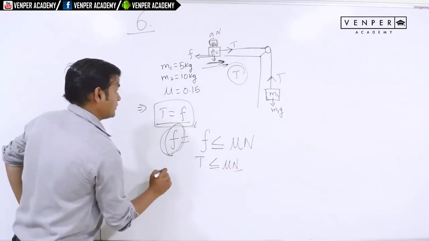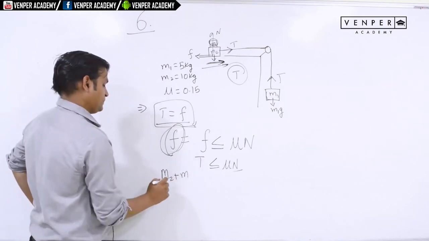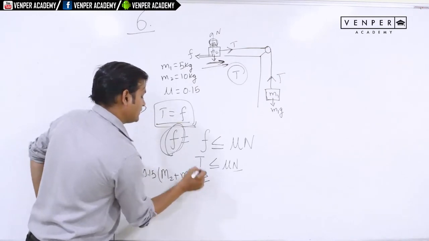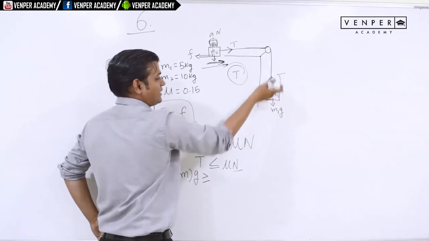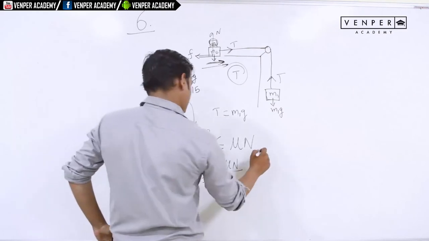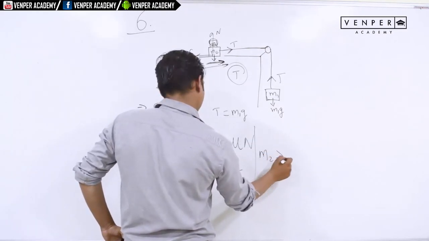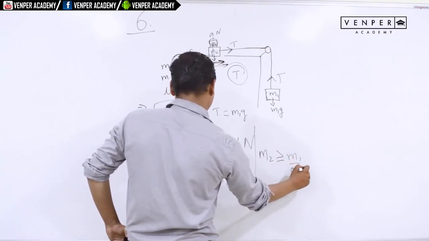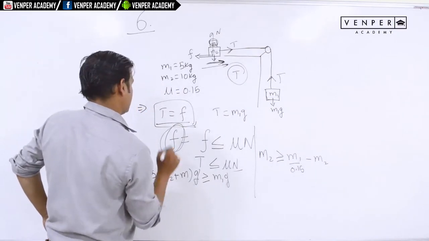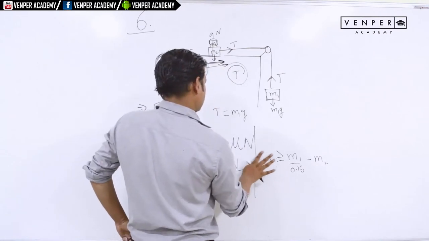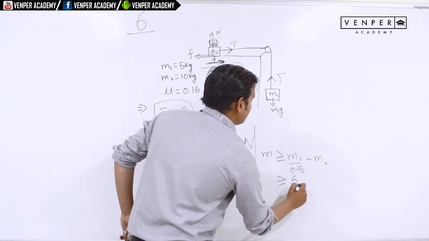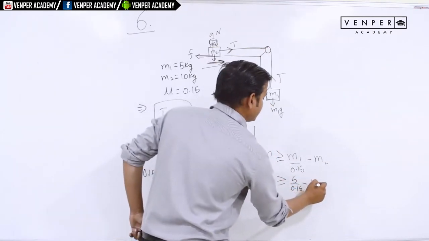We can say that n is equal to m2 plus small m, into mu. Mu value is given as 0.15. This is your g, and this value should be greater than or equal to T. And what is T here? If this object is not moving, T is equal to m1g. So this will be equal to m1g, g and g get cancelled out. So you can say that m2 plus m should be greater than or equal to m1 by 0.15. Clear? So writing this one, m is small m, minus m2. What is the value of m1? m1 is given as 5 kg, so 5 upon 0.15 minus m2, and m2 is 10 kg. 5 upon 0.15 means what?